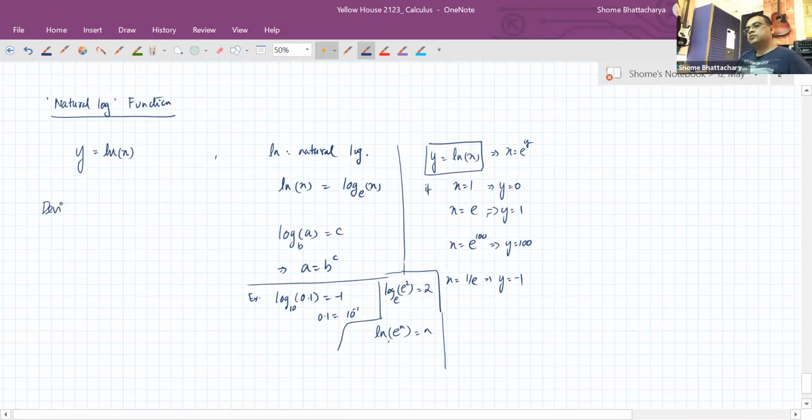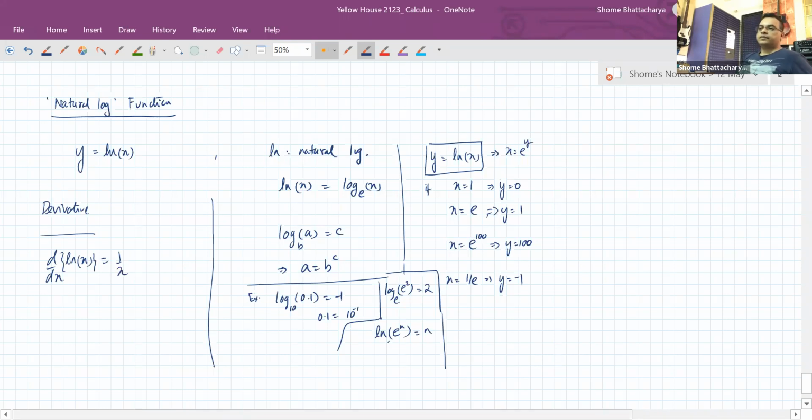Now the derivative of this function also makes it another unique type of function. Differentiation of ln x has a value of 1 by x. One more important thing we should understand about this function is that y is undefined for x less than or equal to 0. So y is defined only for positive values of x.